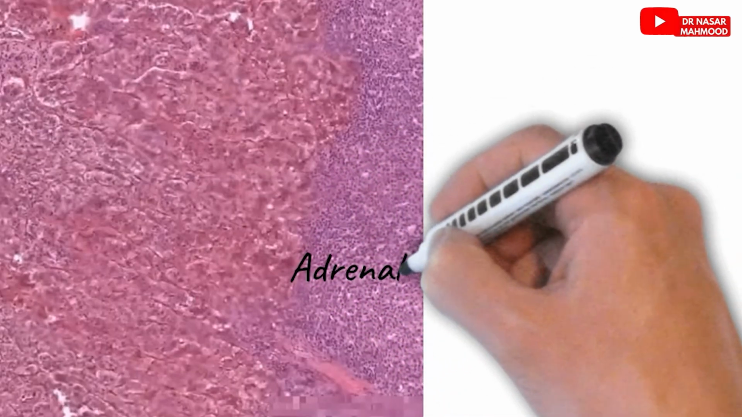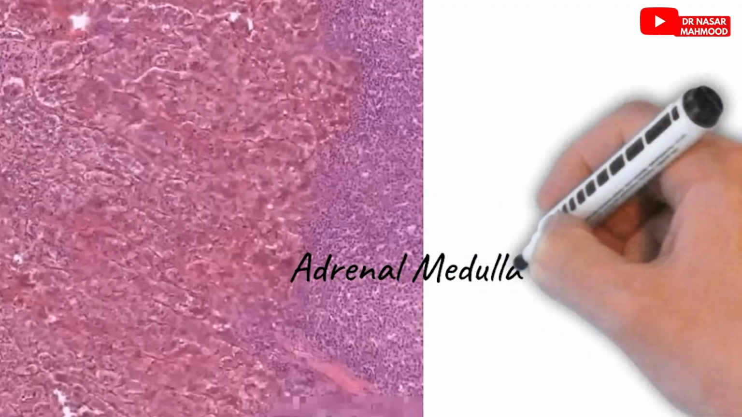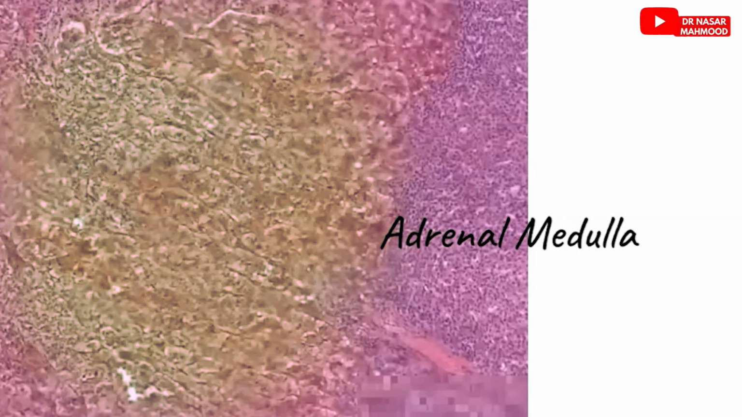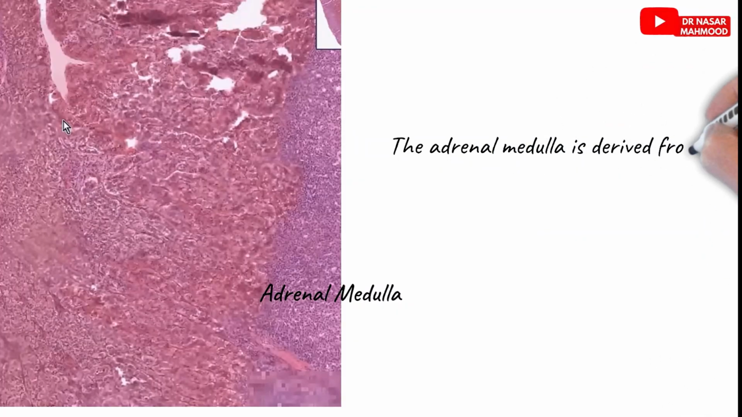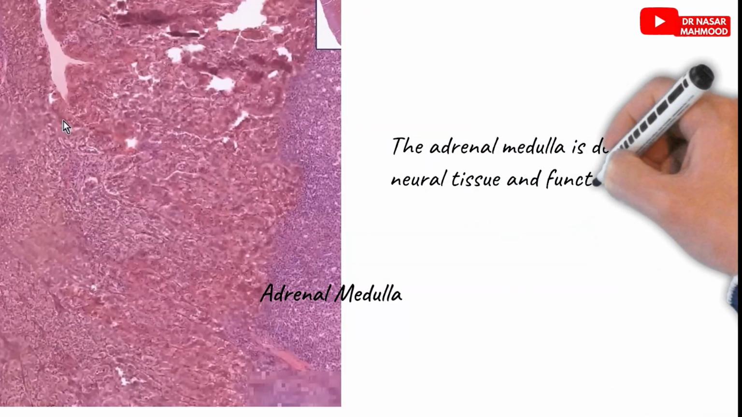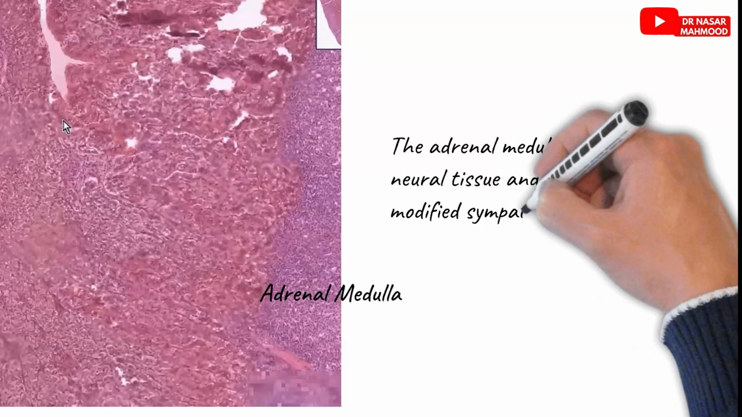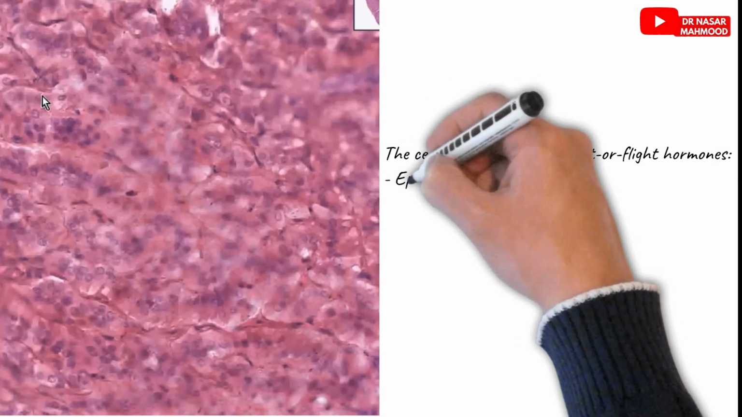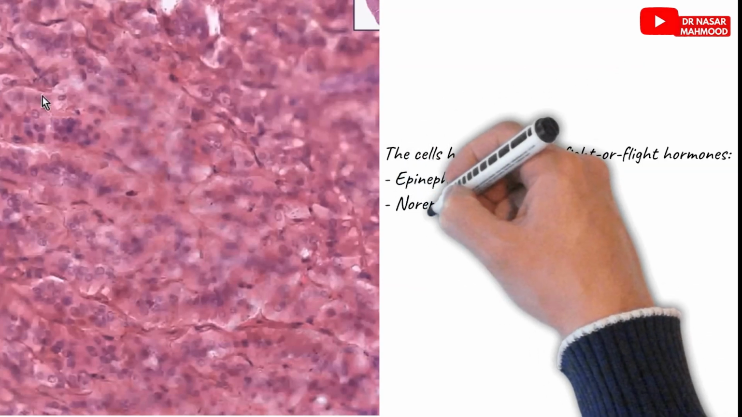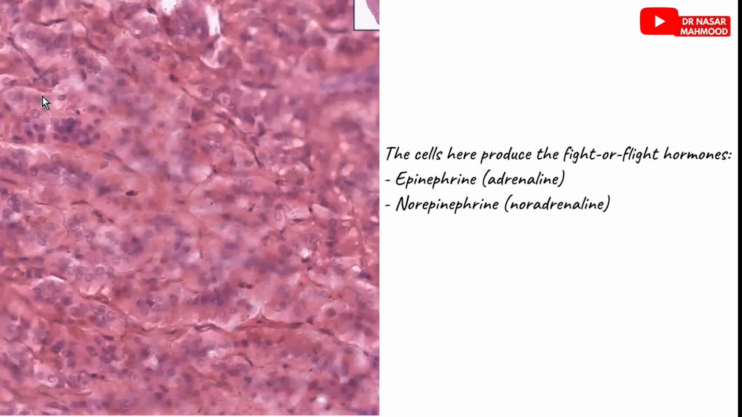At the center of the adrenal gland is the adrenal medulla. This region is very different from the cortex. The adrenal medulla is derived from neural tissue and functions like a modified sympathetic ganglion. The cells here produce the fight or flight hormones, epinephrine, or so-called adrenaline, and norepinephrine, so-called noradrenaline. These hormones are released in response to stress or sympathetic nervous system activation.